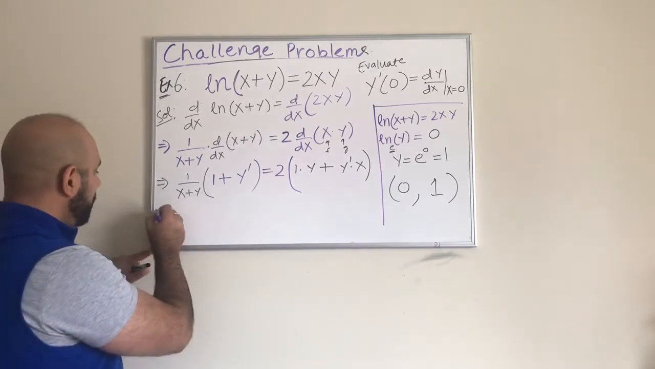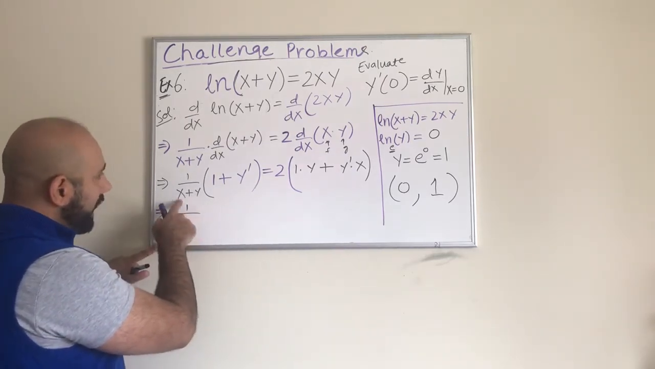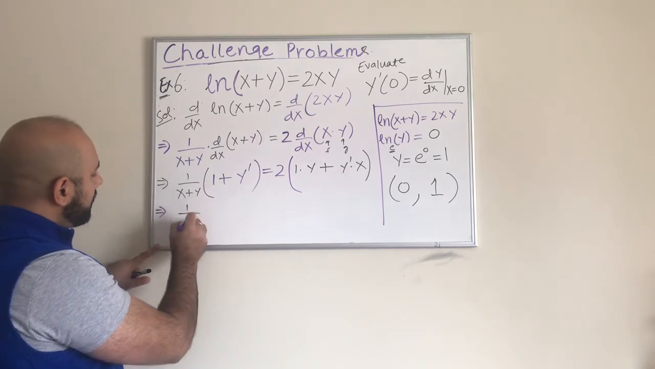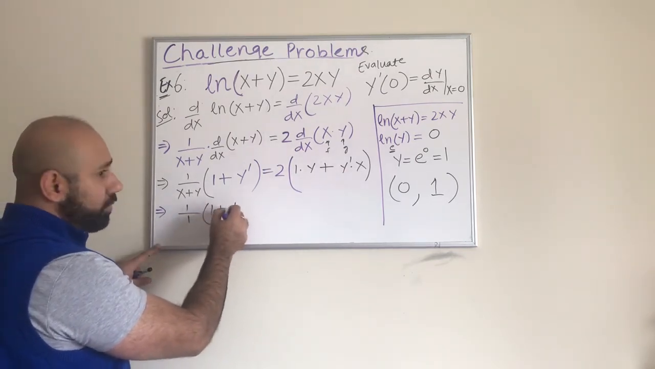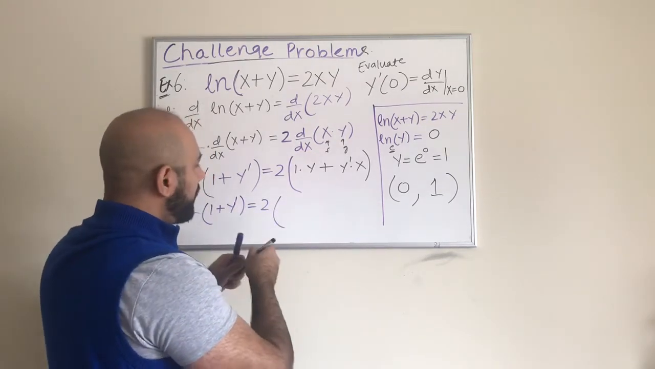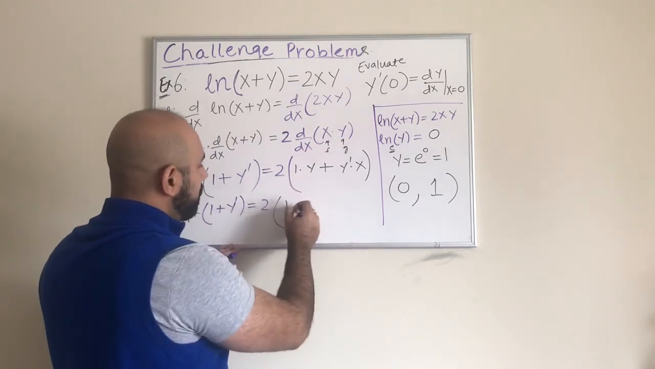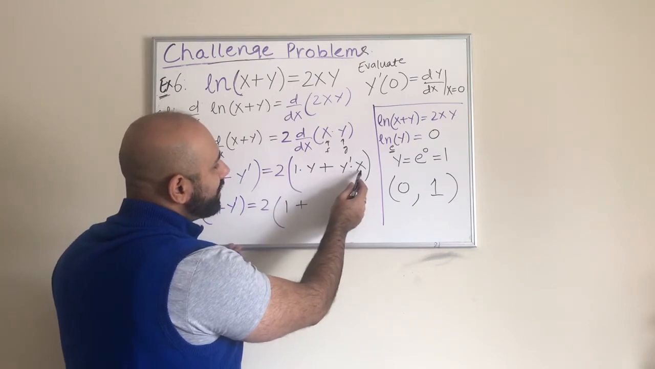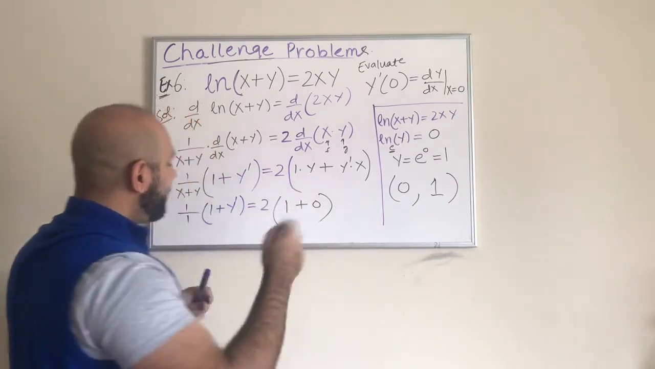Let us go back and substitute the values. 1 over x is 0, y is 1. So 1 plus 0 is just 1. Then 1 plus y prime. This equals 2 times, what is my y? My y is 1. So it's 1 times 1 is 1. Then x is 0, so 0 times y prime is 0. So that term has already vanished.